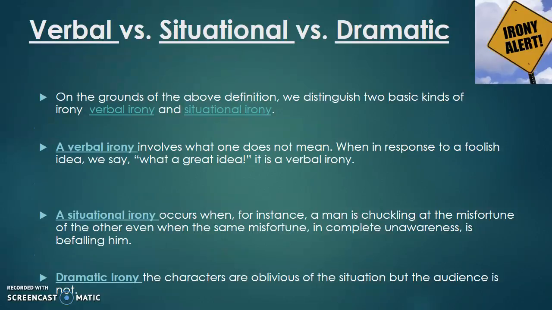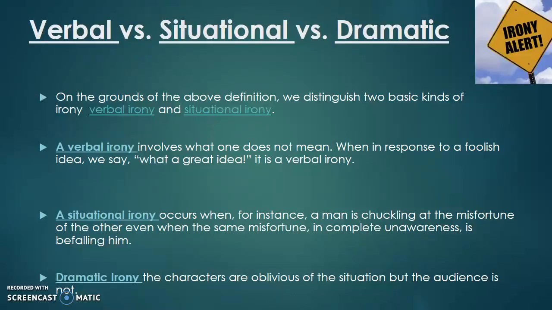Verbal, situational, and dramatic irony. There's lots of different ways that irony is presented in writing, and we're going to take a quick look at all of these. So on the grounds of the above definition, we distinguish two basic kinds of irony, verbal and situational. Verbal irony involves when one does not mean something. When in response to a foolish idea, we say, what a great idea, that is verbal irony. So it's really making a comment even though you actually don't mean it.